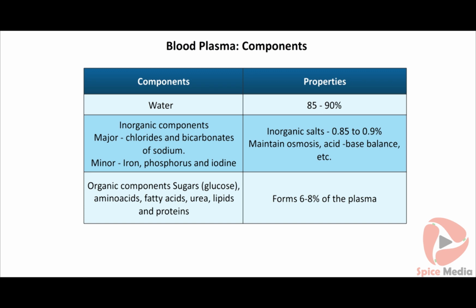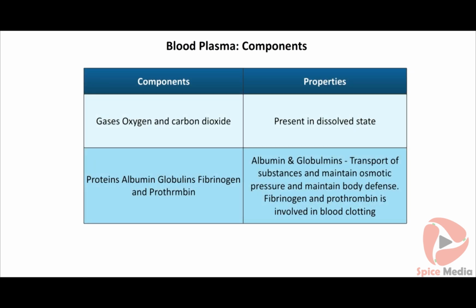Organic components: about 6 to 8% of plasma is represented by organic components. The major organic components are sugars, especially glucose, amino acids, fatty acids, urea, lipids, and proteins. Blood contains heparin, which helps in the clotting of blood. Plasma contains a small amount of gases such as oxygen and carbon dioxide. These gases are present in a dissolved state.